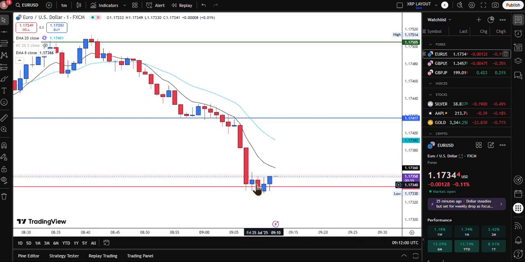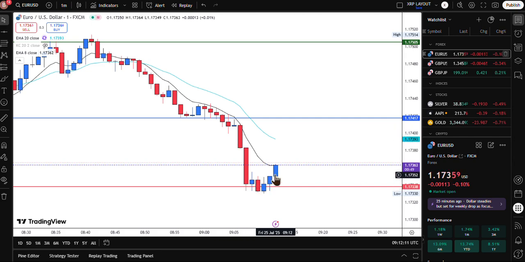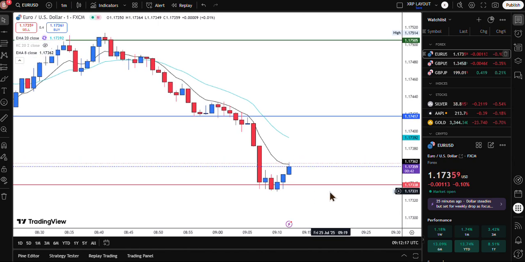It didn't close below that zone, so we're going to look for it to retrace and go back up because everything is a zigzag. You want to go down, go up, go down, go up, go down, go up, and then it should come back down and retest this zone right here. So that's what we're going to sit and do.